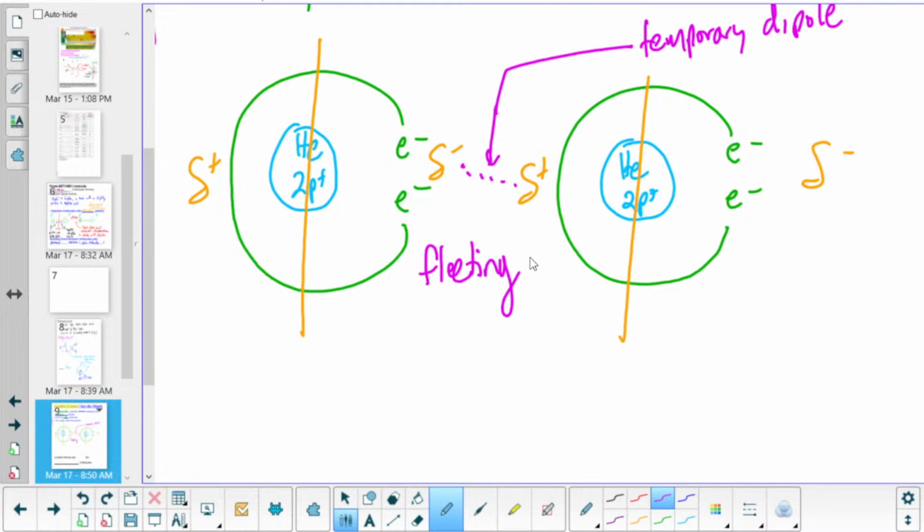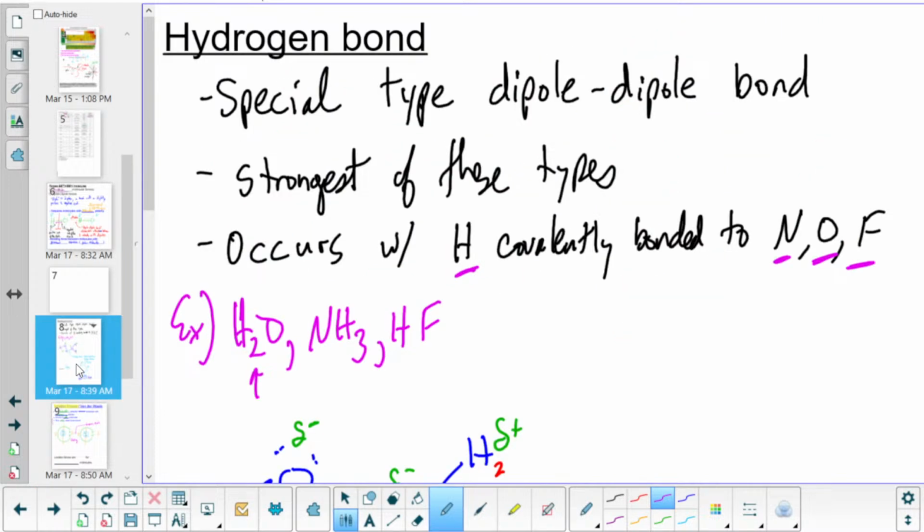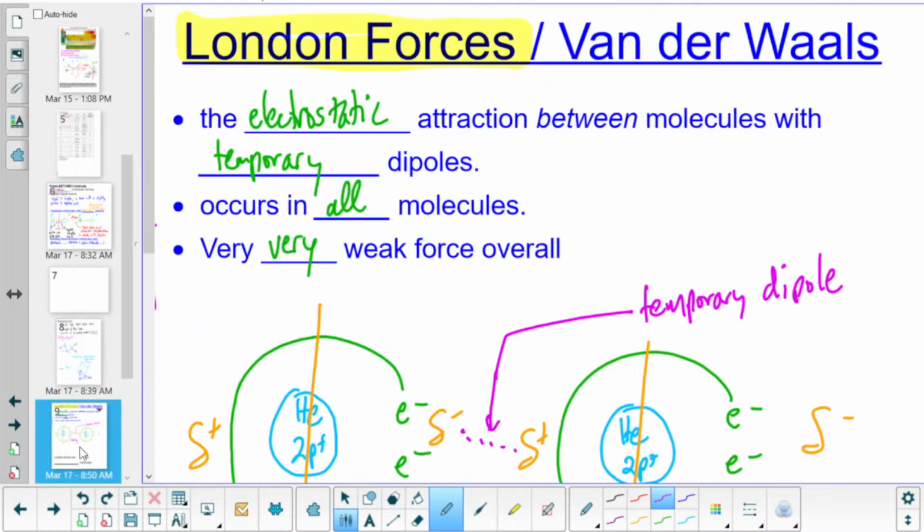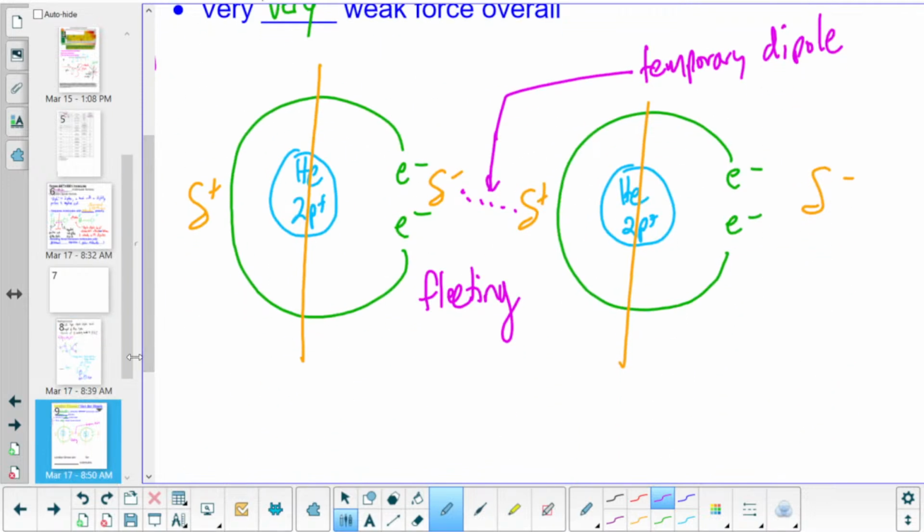So those dots are the temporary dipole. So what's a, oh, wait, there's a permanent dipole in the last one we did. So what if you drew it like how you draw the H2Os like this?